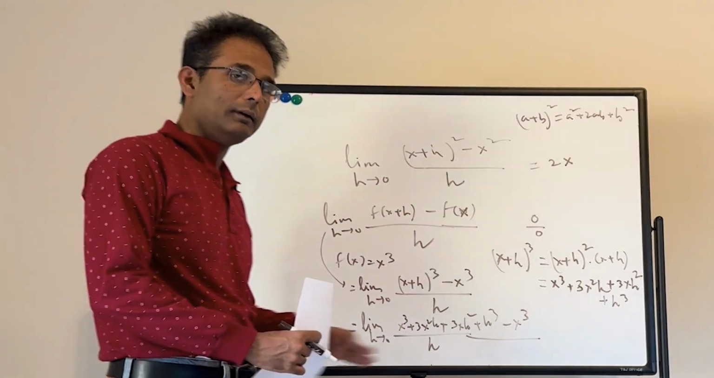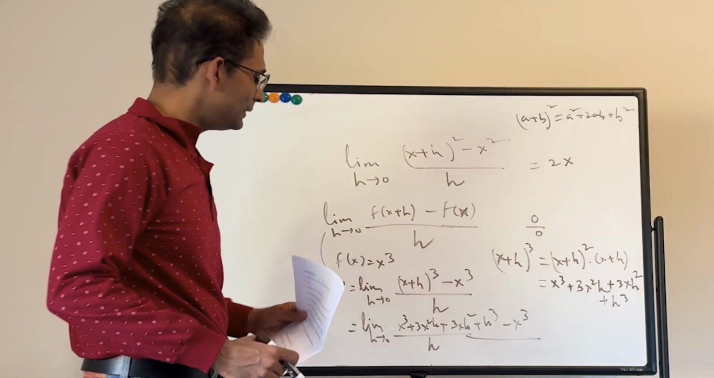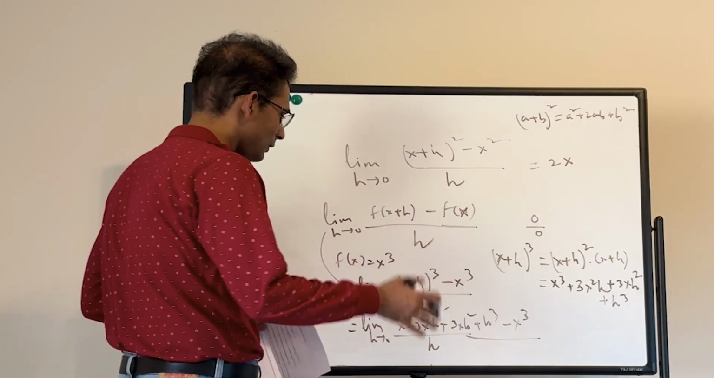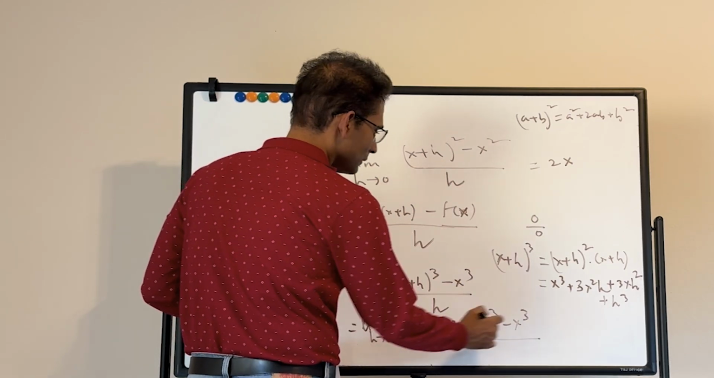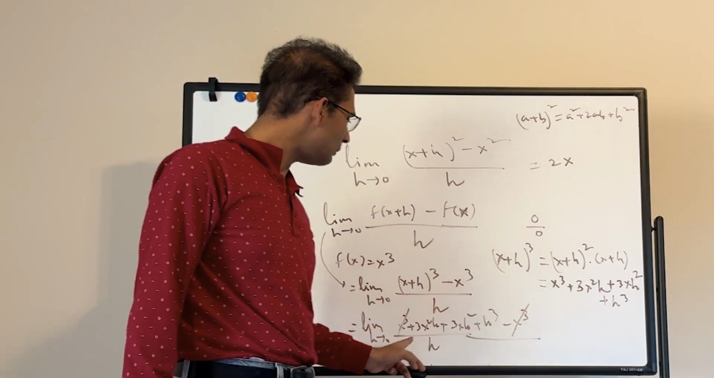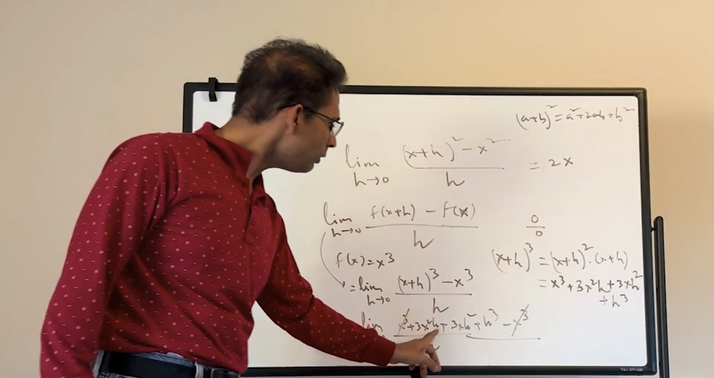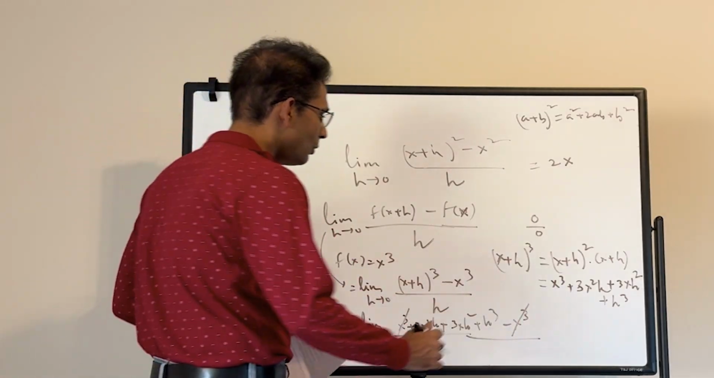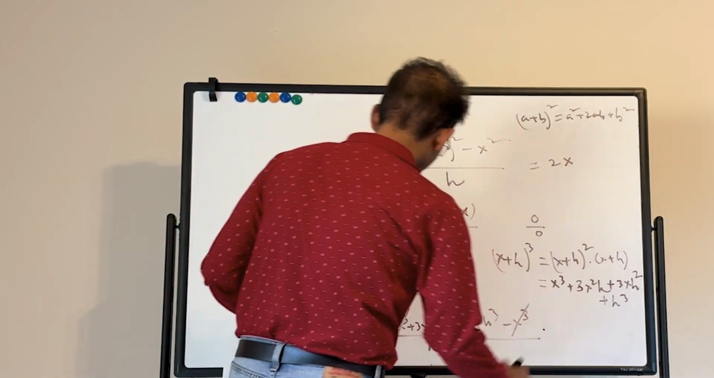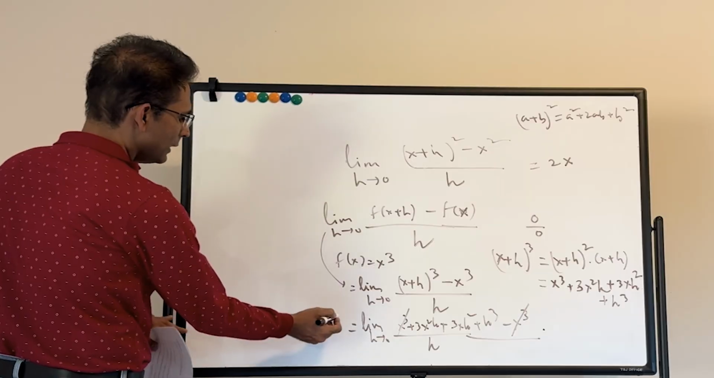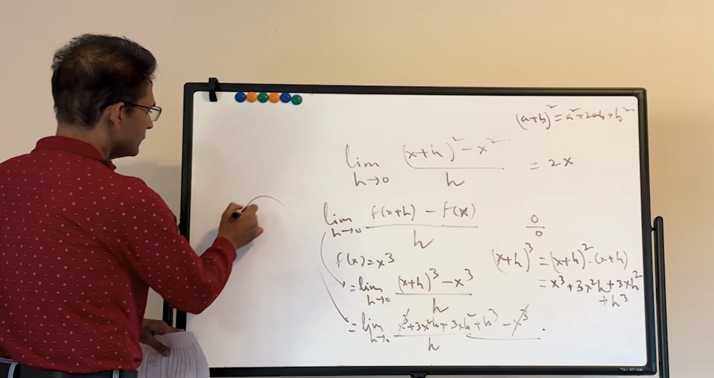Sorry, my handwriting is kind of getting worse as I'm going toward the bottom of the board, but I hope you can sort of understand it. So the important thing is that the x cubed term cancels out, and all of the rest of the terms have an h in them. That's very important. So you can write this thing here.